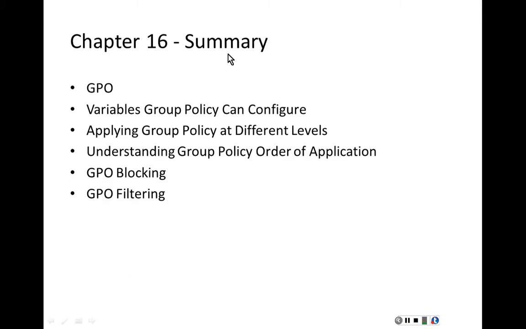Chapter 16 Summary. In this chapter, we saw that a group policy object is a configuration file which sits on the domain controller, but which can apply to all users and all computers in the domain. We looked at the variables that group policy can configure, and we looked at the different levels at which we can configure group policy. We looked at group policy order of application, at group policy object blocking, and at group policy object filtering. And this concludes Chapter 16.